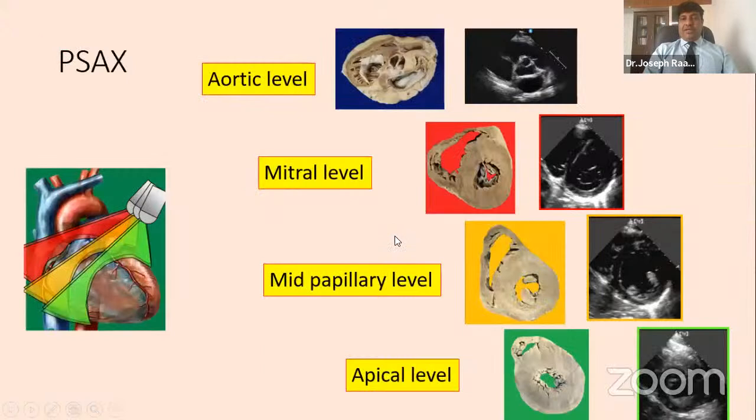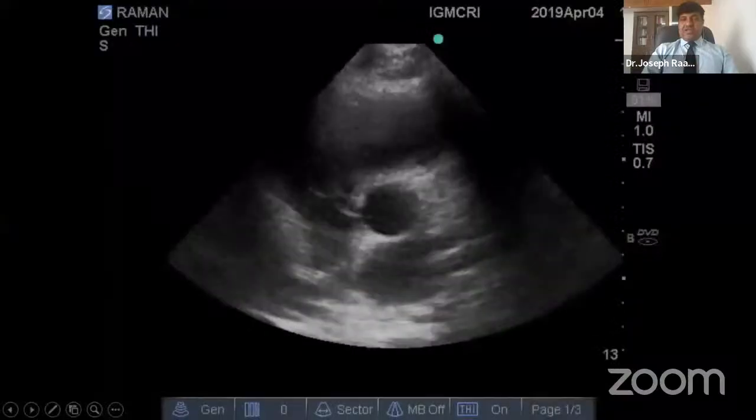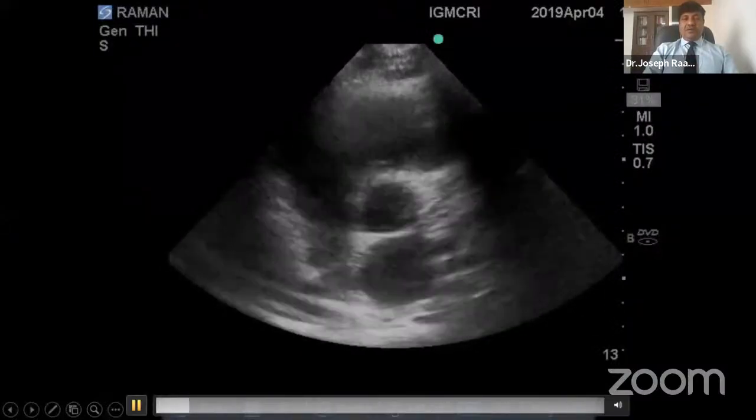So how will the image look like? If the beam is on the cephalad side, you will be getting what is known as the aortic level. Then as you keep coming down, as you sweep the beam down, you just start looking down like this. You'll be getting your mitral, then mid-papillary, then apical. So at each level, we can study various structures.